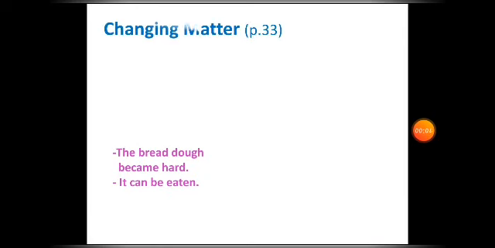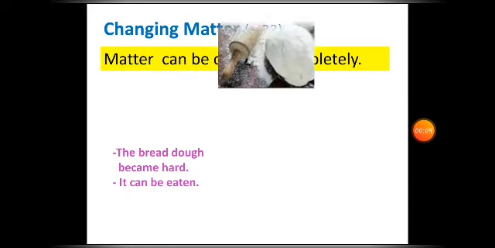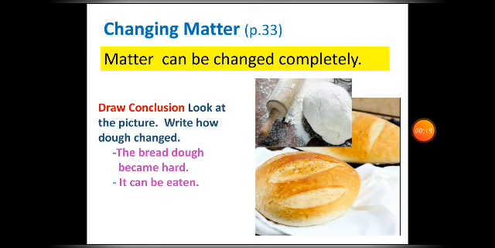You already know that making bread is an example of matter that is changed completely. So from dough, it is changed into bread. Dough and the bread are very different. So let's draw a conclusion out of this. What do you think are the changes that happen from dough to bread? Okay, very good. The first one, the bread dough became hard and it can already be eaten. Now, grade 2, I want you to write this answer on your textbook. Done? Good job, guys.